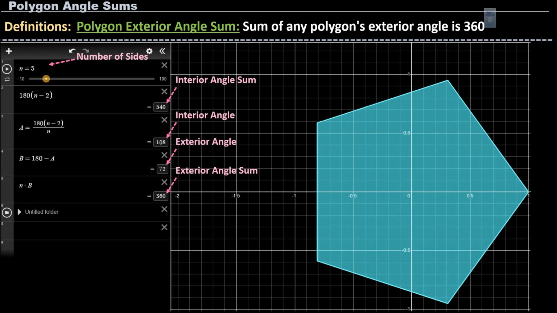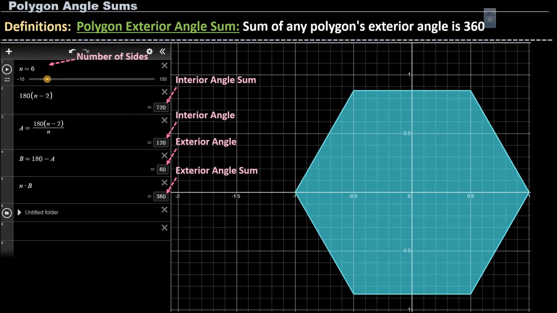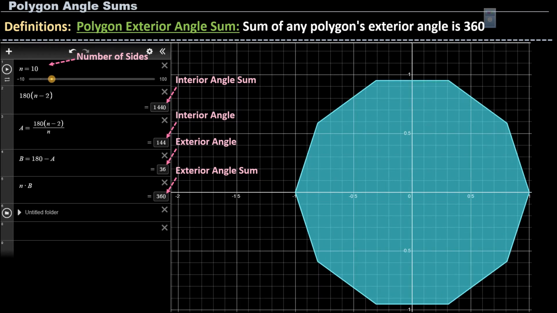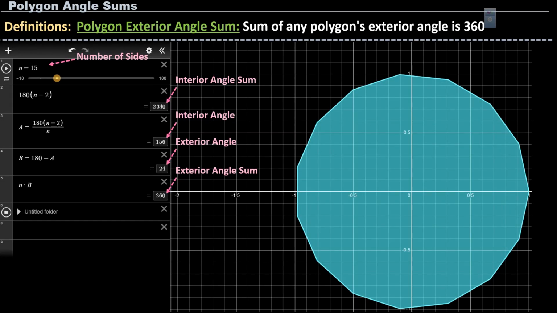We go up to a pentagon, 5 sides, the interior angle sum is 540, so it increased. The interior angle 108, it increased. The exterior angle 72, it decreased, but the exterior angle sum stayed the same. And we see as we keep increasing, this pattern is still tracking the exact same way.